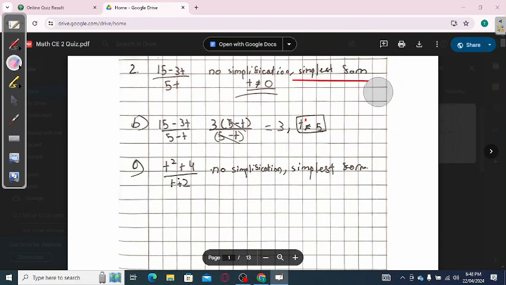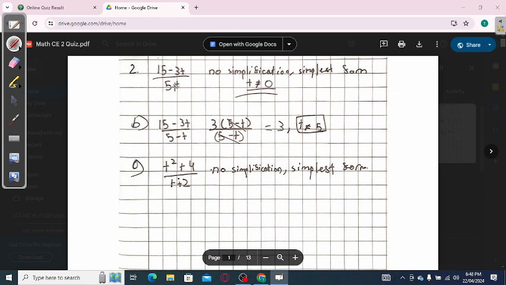Okay, and now you go here. You can see it's 5 minus t and 15 minus 3t. You can factor this. If you take out 3, you'll get 5 minus t. That can't be simplified by 5t, can it? So it's still in simplest form. That's what they want you to do. They want you to simplify.